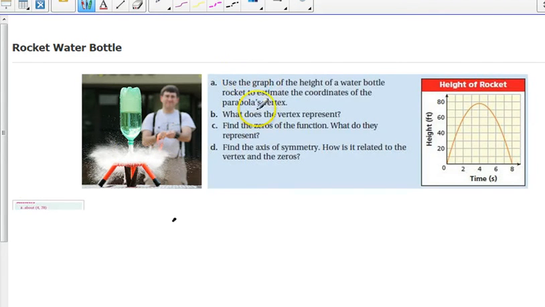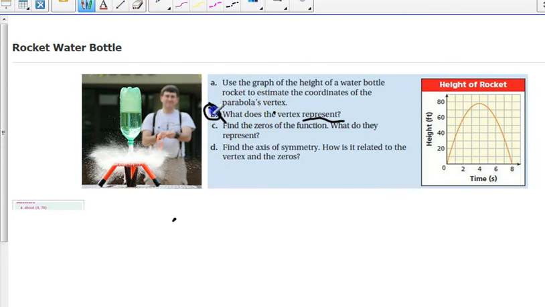So this is a problem where you're asked to use the graph of the height of a water bottle over a certain amount of time after it's been launched, and you're supposed to answer some questions. I did have some problems with some kids doing things like this on an assignment where you're asked what it represents, and instead of telling me what it represents, kids will tell me what it is. It's the number 2, or it's the number 4, whatever. You're asked to tell me what it represents. So in this case, let's skip that one.